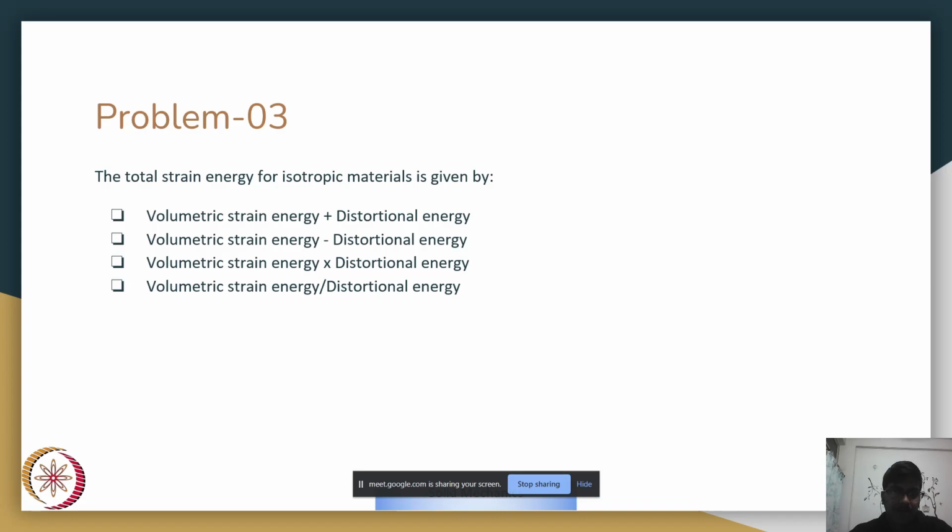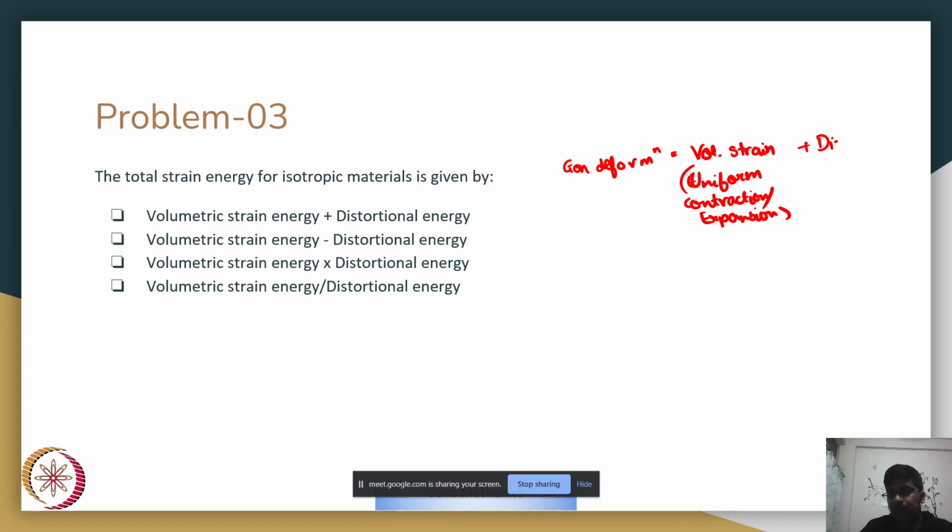Problem number 3. The total strain energy for isotropic materials is given by the following. A general deformation of the body can be thought of as volumetric strain, which is essentially your uniform contraction or expansion, plus distortion strain.